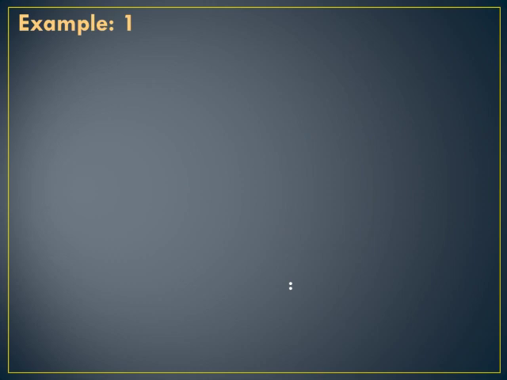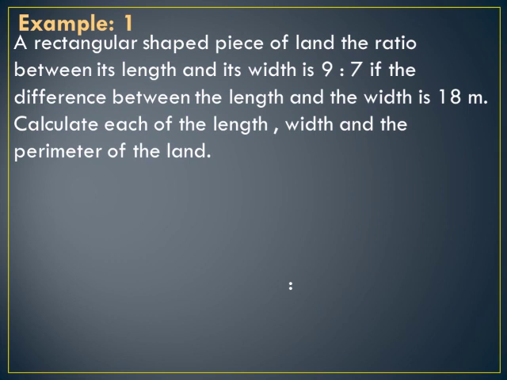As example number 1, a rectangular shaped piece of land. The ratio between length and width is 9:7. If the difference between the length and the width is 18 meters, calculate each of the length, width, and the perimeter. Look at the question. We have the ratio between length and width 9:7 and the word difference.